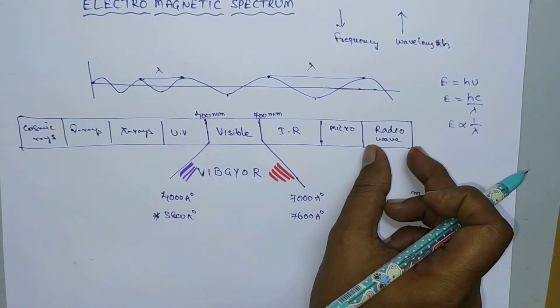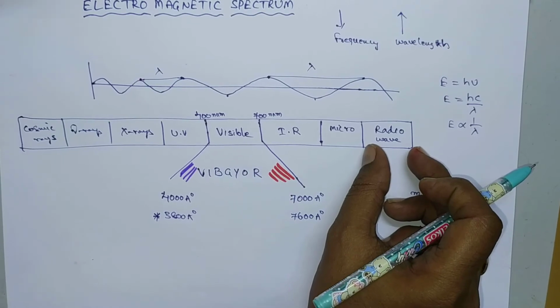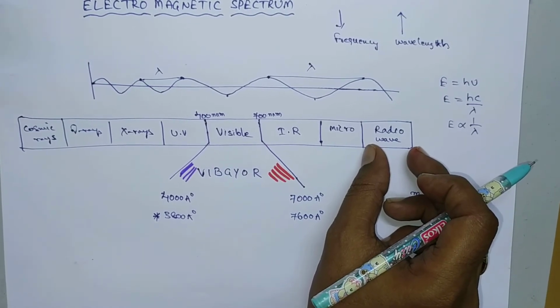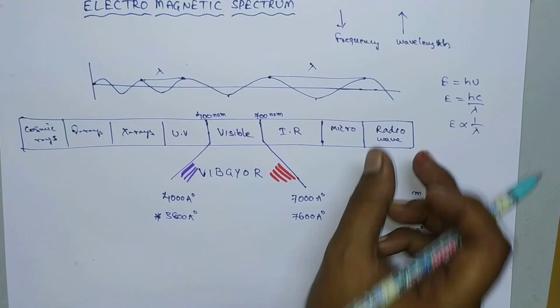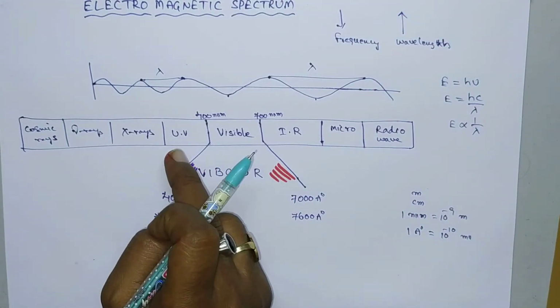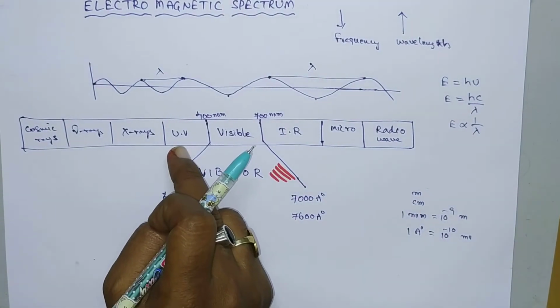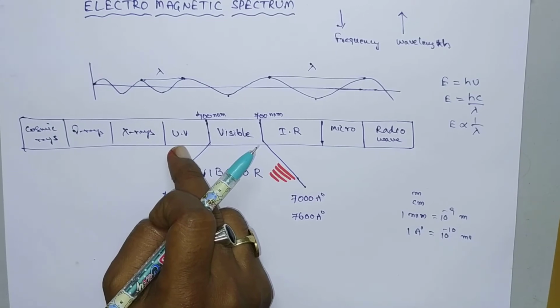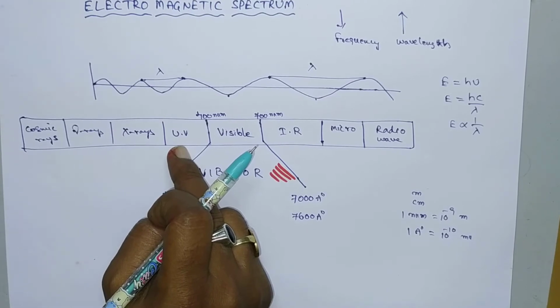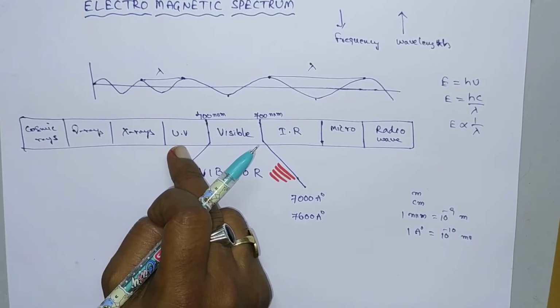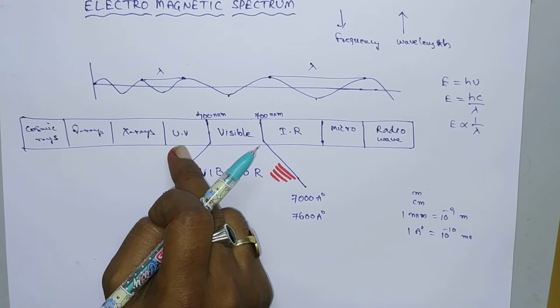And next one, radio waves. These radio waves are useful for broadcasting radio signals. And next one, UV radiation. UV radiations are also used as disinfectants, for destroying bacteria in water or anything. For the purification of water, in order to destroy microorganisms, we pass UV radiation.